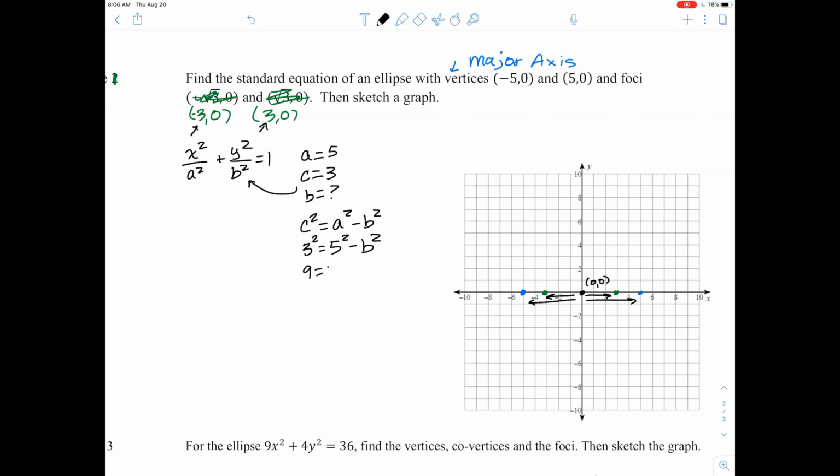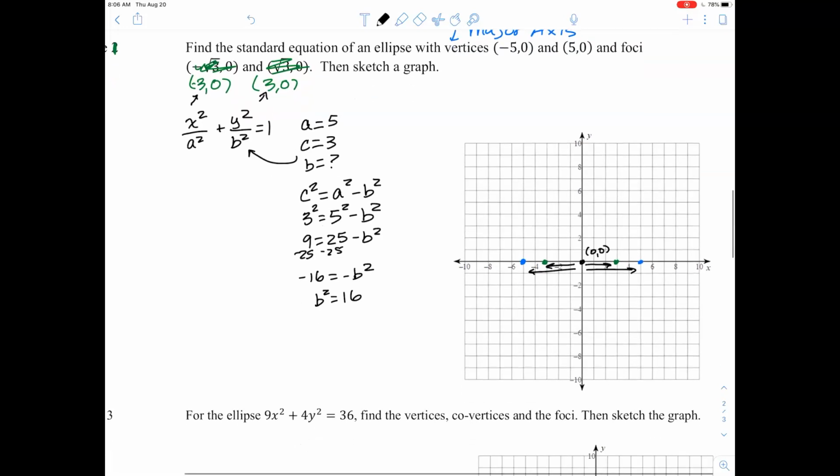So that would be 9 equals 25 minus B squared. We'll subtract 25, and we get negative 16 equals negative B squared. Divide both sides by negative 1, and if you don't mind, I'm just going to rewrite that equation there. And then we're going to take the square root. Actually, let me take the square root of B squared and the positive and negative square root of 16. So our B will be plus or minus 4.